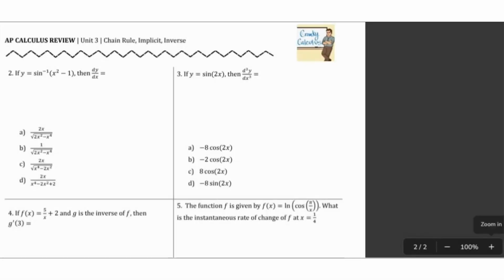But otherwise, yeah. Hey there, it's your cranky classmate here, and I will be going over this Unit 3 chain rule, implicit, and inverse MCQ here. So we got question 2 here.